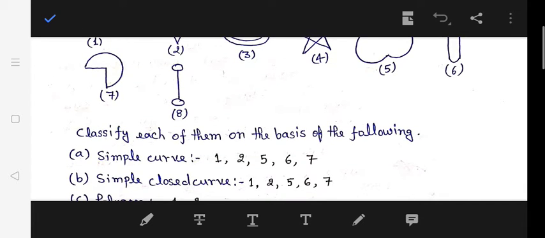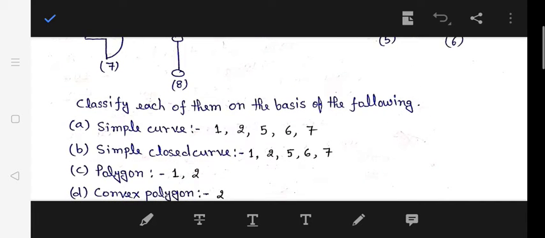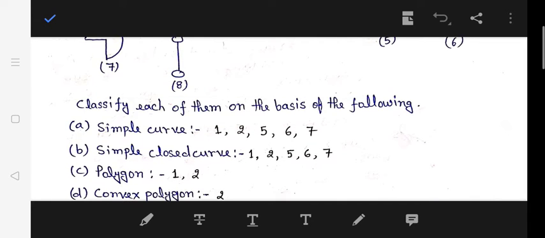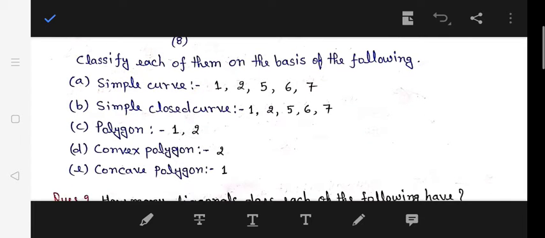classify each of them on the basis of the following: simple curve, simple closed curve, polygon, and convex polygon, concave polygon. So students, all these definitions, what is a simple curve, simple closed curve, polygon, convex, concave polygon, I had explained in one of my previous videos, that was the quadrilateral. So all these definitions I had given there. You need to go through those definitions and then you will be able to classify these diagrams.